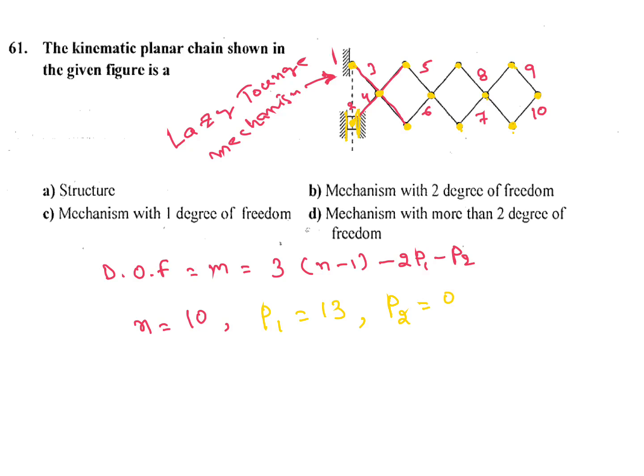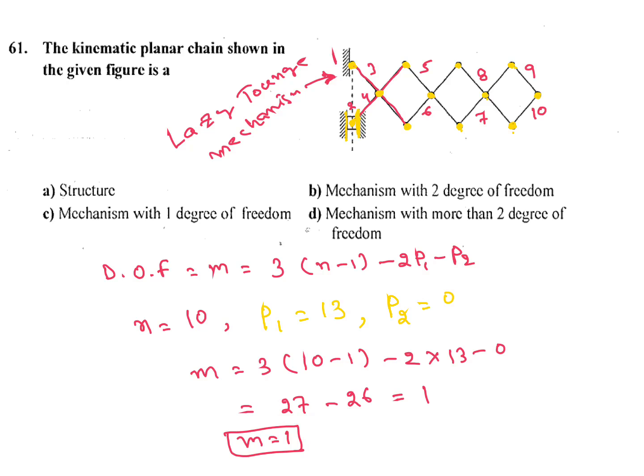Then we have to calculate the degree of freedom. M equal to 3 into 10 minus 1, minus 2 into 13, minus 0. So 9 into 3, 27, minus 26. So M equal to 1. Lazy tongue mechanism, degree of freedom is 1. This is very, very important. So C is our answer.